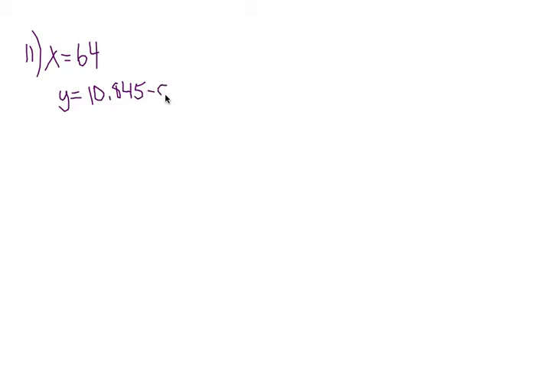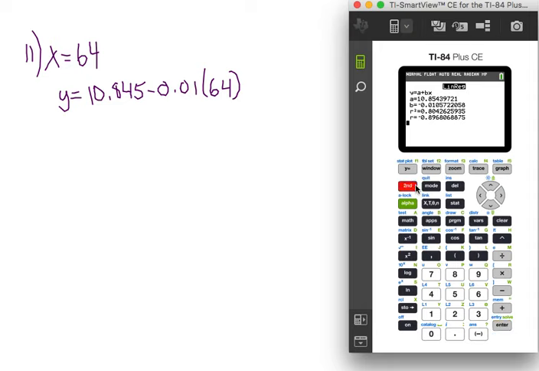10.854 minus 0.01 times 64. And that's what we're going to do. I'm going to quit that, just get it out of there. 10.854. I wrote that down backwards here, sorry. I'm going to keep doing that. I did that the other day on something kind of important too.